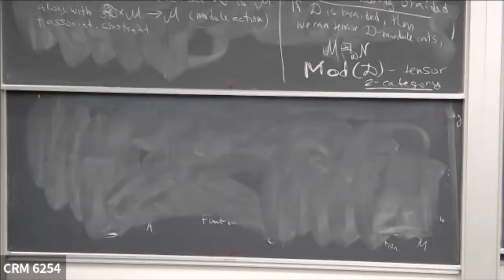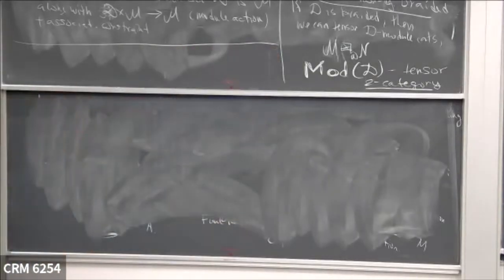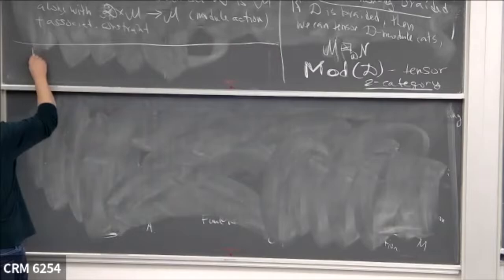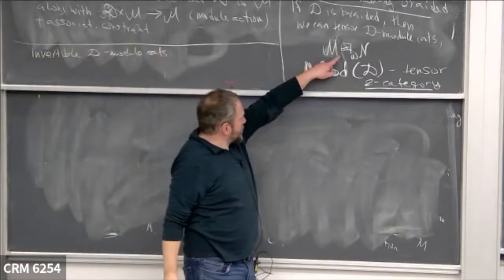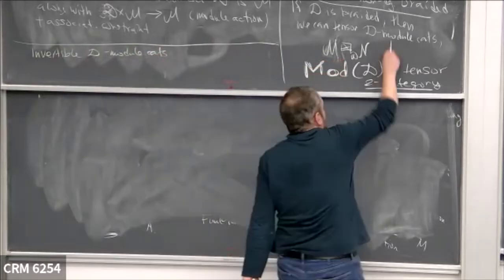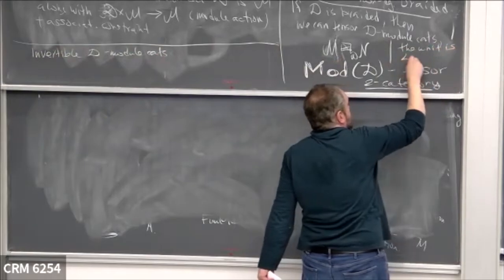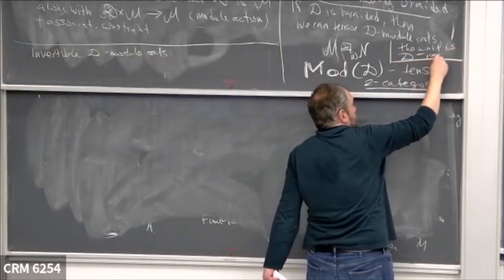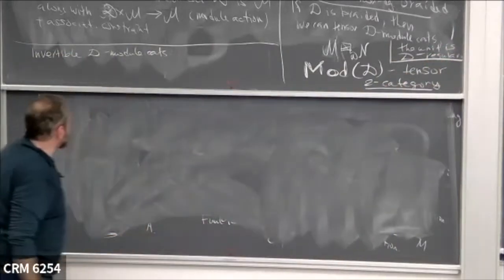So, like I said, we can talk about invertible module categories. Meaning what? Well, with respect to this tensor product, there is always, of course, the identity, the regular category. So the unit is D, the regular D-module. D acts on itself by multiplication.